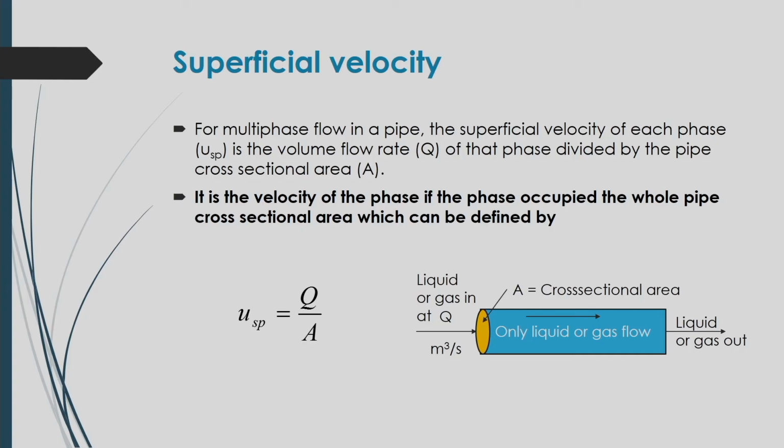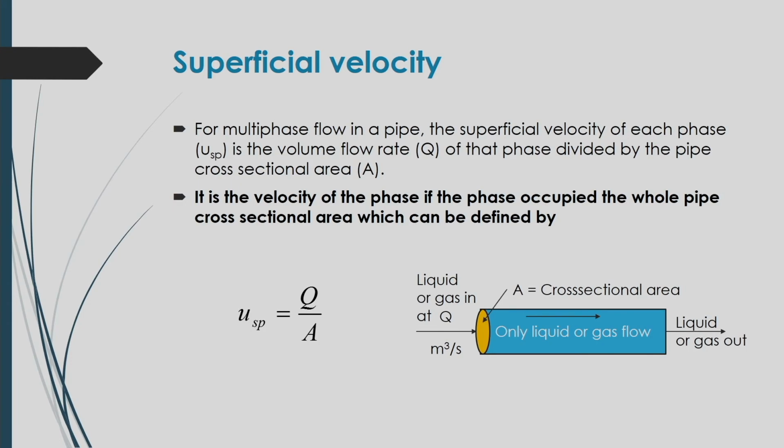So, in that case this will be liter per second, that is volumetric flow rate. Now, if you divide this volumetric flow rate by the cross sectional area of that conduit or pipe, then you will get the velocity of that fluid.